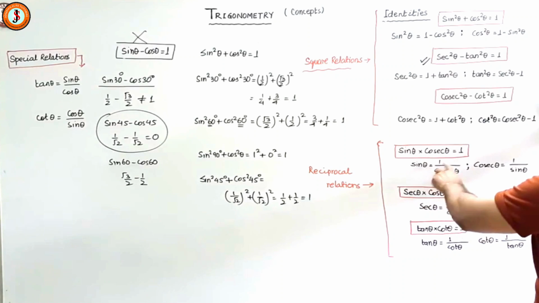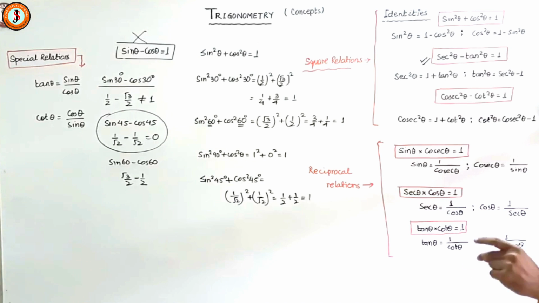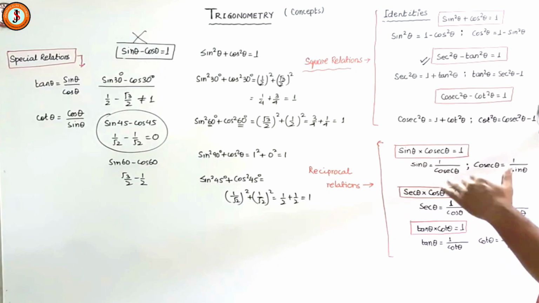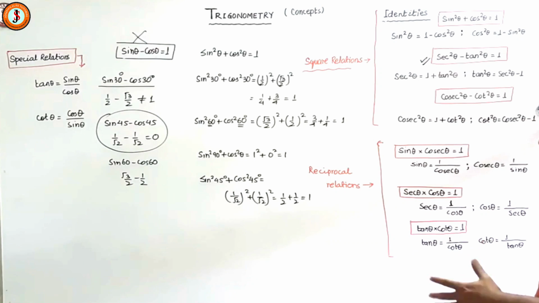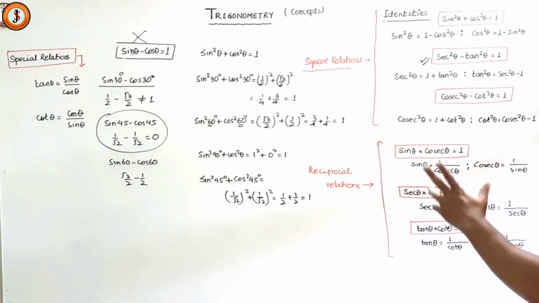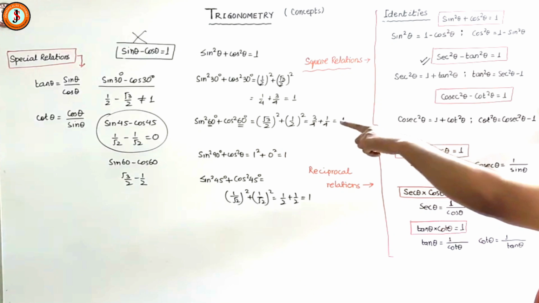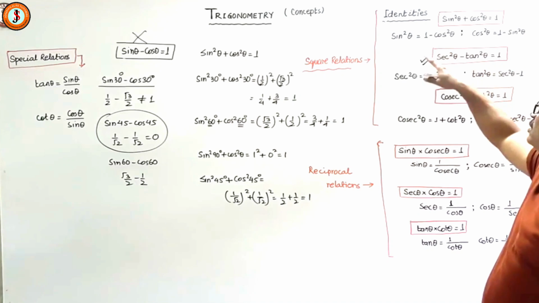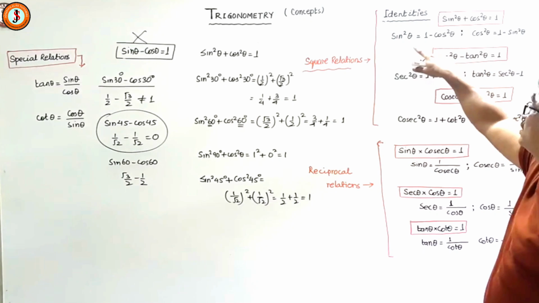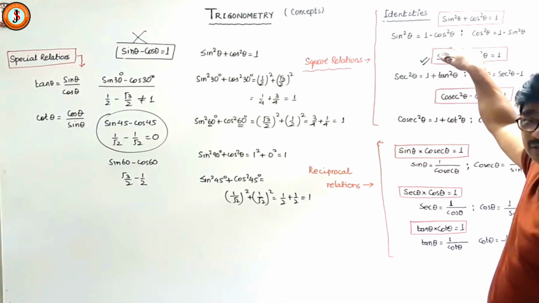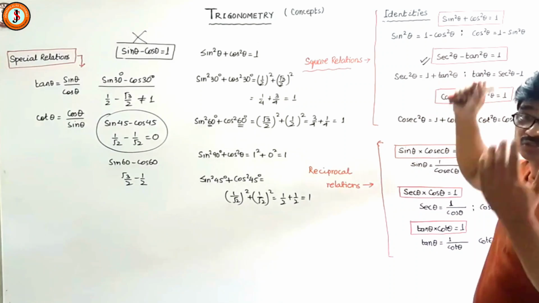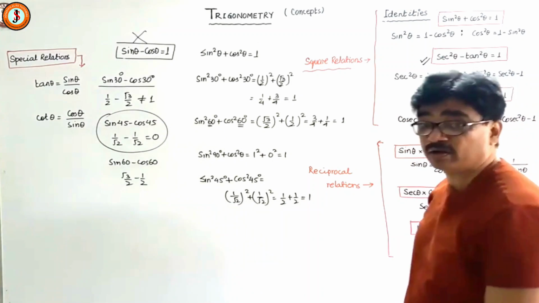Sine theta is equal to 1 by cosec theta. So sine square theta is equal to 1 by cosec square theta. Sine cube theta is equal to 1 by cosec cube theta, we can write. Similarly, tan square theta is equal to sine square by cos square. For special relationship we can write. But for this I cannot write. If I write sine square is equal to 1 minus cos square theta, then that doesn't mean sine theta is equal to 1 minus cos theta. We cannot remove the square on our own in a square relationship.